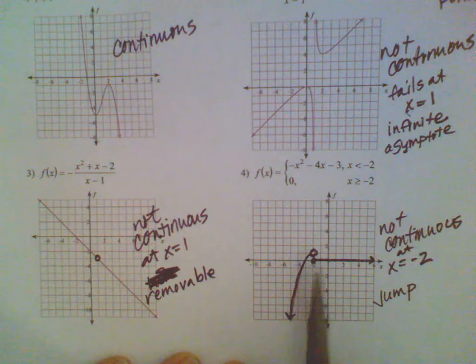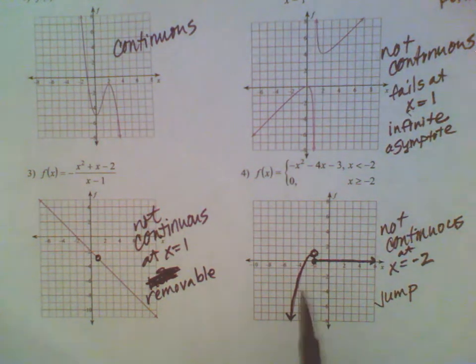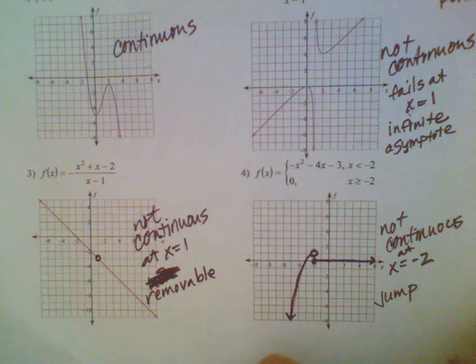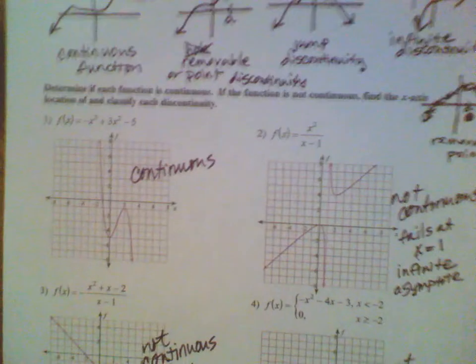The jump ones, to me, I think are pretty easy to recognize because it jumps from one part of the graph. If you could walk on the graph, you'd have to physically jump from one spot to the next to get to the rest of the graph. So that makes it a jump discontinuity. Okay, so that's the basics of continuous functions.